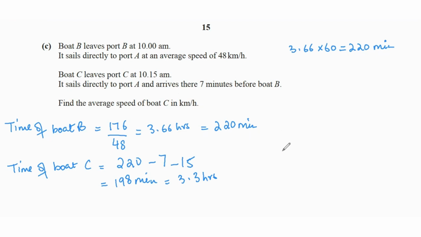So now for this, average speed is going to be 132 divided by 3.3. Distance for C was 132 kilometers, divided by the time, which is 3.3 hours. That's going to be 40 kilometers per hour. That is your answer.